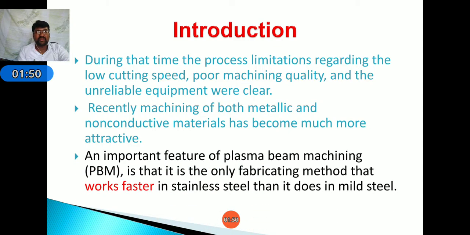An important feature of plasma beam machining is that it is the only fabricating method that works faster in stainless steel than it does in mild steel.